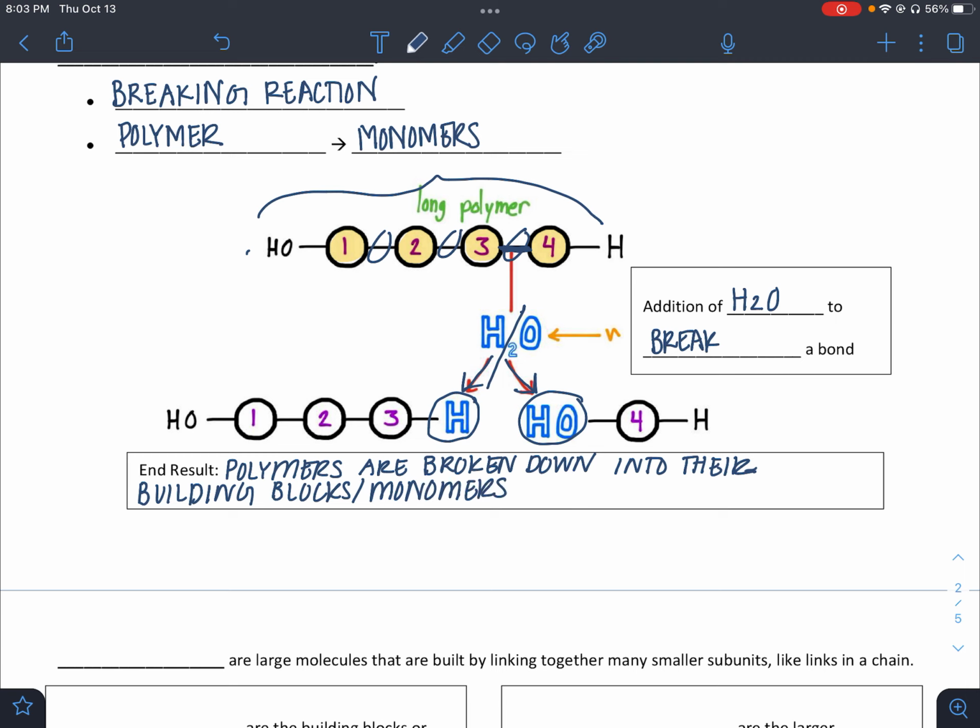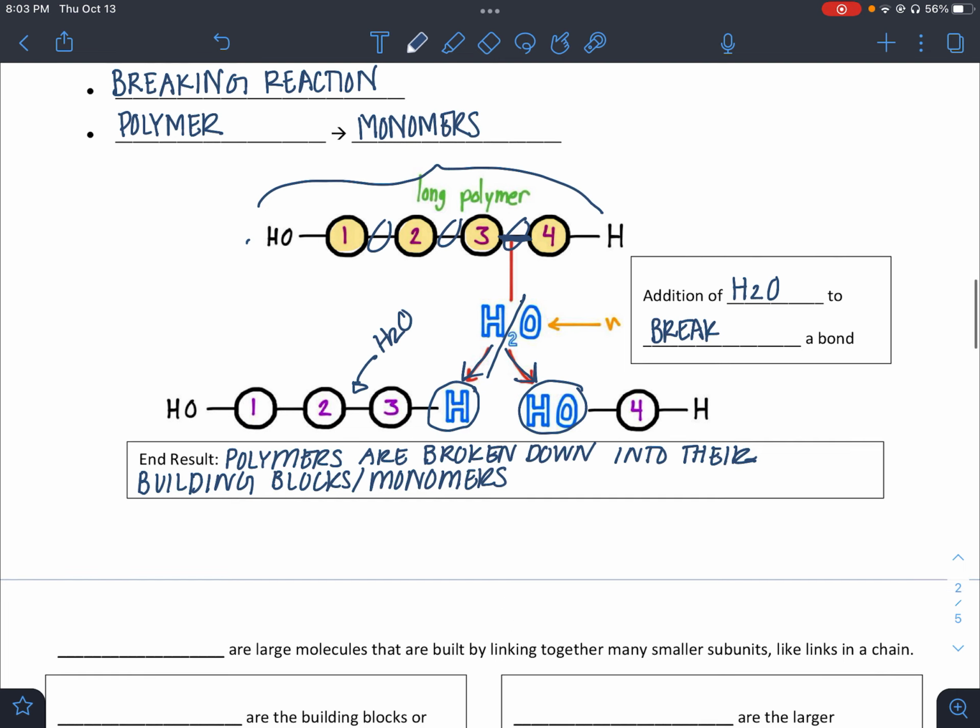And again, just like we said, for every bond that we're breaking, we need to add a water. So if we want to break this bond between monomer 2 and 3, we've got to add a water. If we want to break this bond, we've got to add a water. So if we're breaking 9 bonds, we're adding 9 waters, okay?